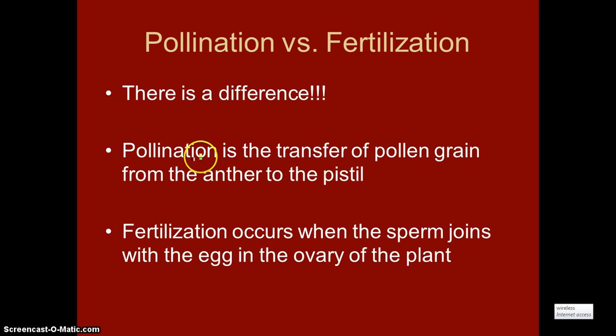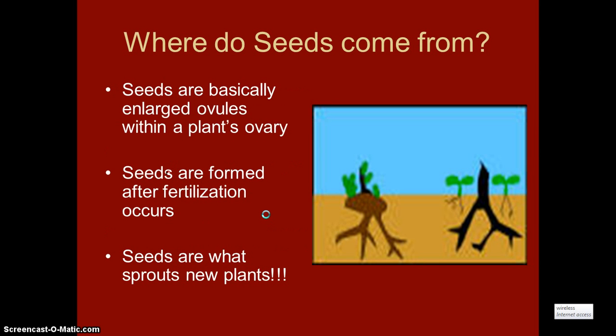So we can pollinate plants, but if something were to happen between the time that it's pollinated and the time that the sperm swims all the way down to the ovary of that plant, it will not be fertilized. So where do we get these seeds? Well, basically the seeds are enlarged ovules. And these seeds develop when the eggs inside the ovules become fertilized. And it's these seeds which then are released, which become new plants.